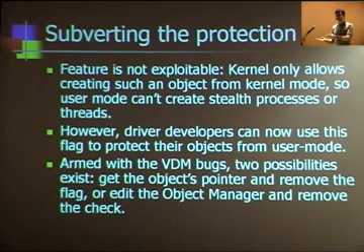So with the VDM bug before, you have two possibilities to actually bypass the protection. You can either get the object's pointer and remove the flag, or you can edit the object manager code and remove the check itself.